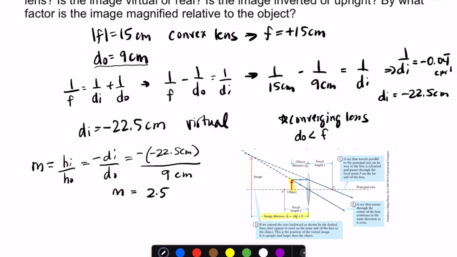So the image is upright. We also know that by looking at the ray diagram, but now we've confirmed it with the math. And we also can see that the image is going to be bigger than the object, 2.5 times bigger. Okay? So to answer all the questions, the image is virtual, and it's upright, and it's magnified by 2.5. And its distance is 22.5 centimeters from the lens on the same side of the lens as the object.